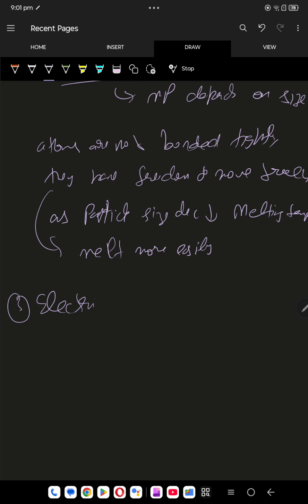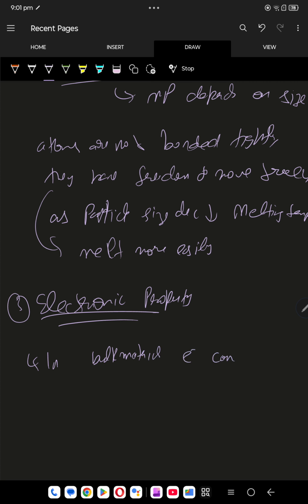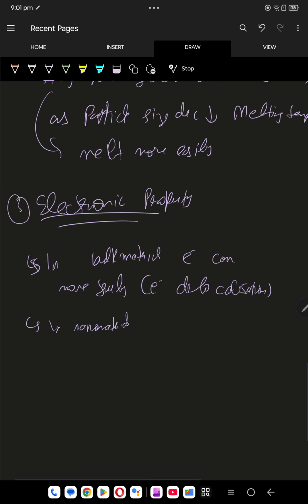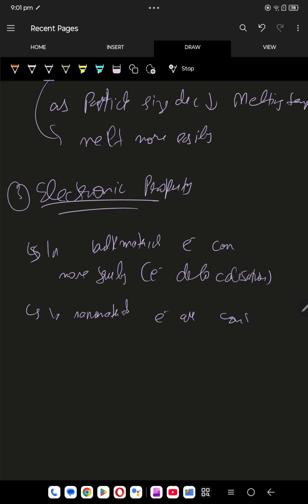Okay, next coming to electronic property. So here what is happening is that in bulk materials, electrons can move freely. Electron delocalization. In nanomaterials, electrons are confined to a small region or area. Okay, that is electron confinement.